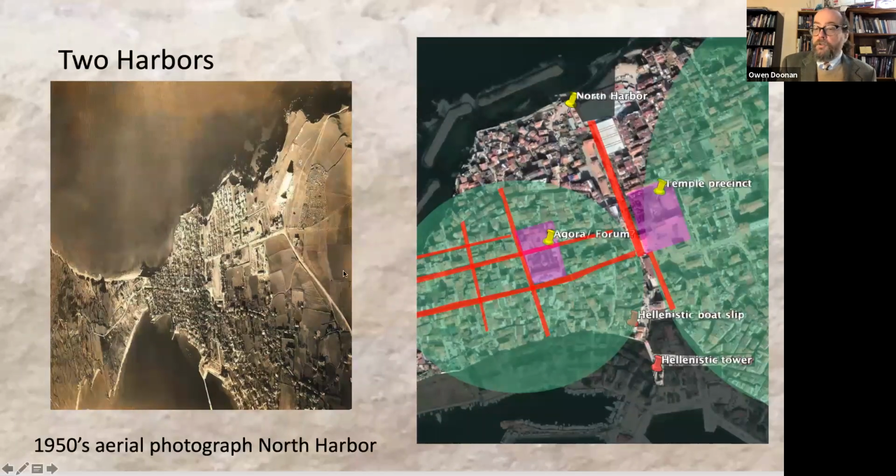And while we're at it, I wanted to share with you some of the evidence for the northern harbor. So if we've been looking at this northern harbor in my reconstruction here, here is an aerial photograph from the 1950s where you can see very clearly the outlines of the North Harbor that's now filled in and covered by the city marketplace.